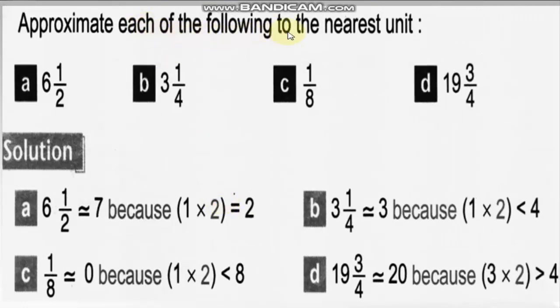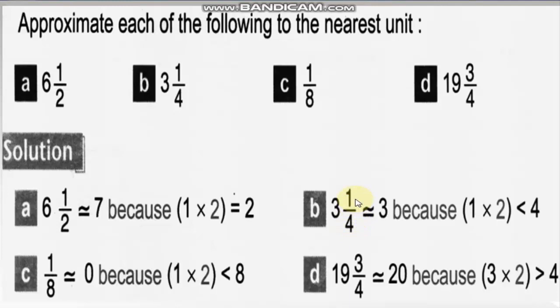Approximate each of the following to the nearest unit. 6 and a half. Okay, we'll multiply the numerator by 2. 1 times 2 equals 2. 2 here equals the denominator, so we'll add 1 to the whole number, so 6 and a half became number 7.